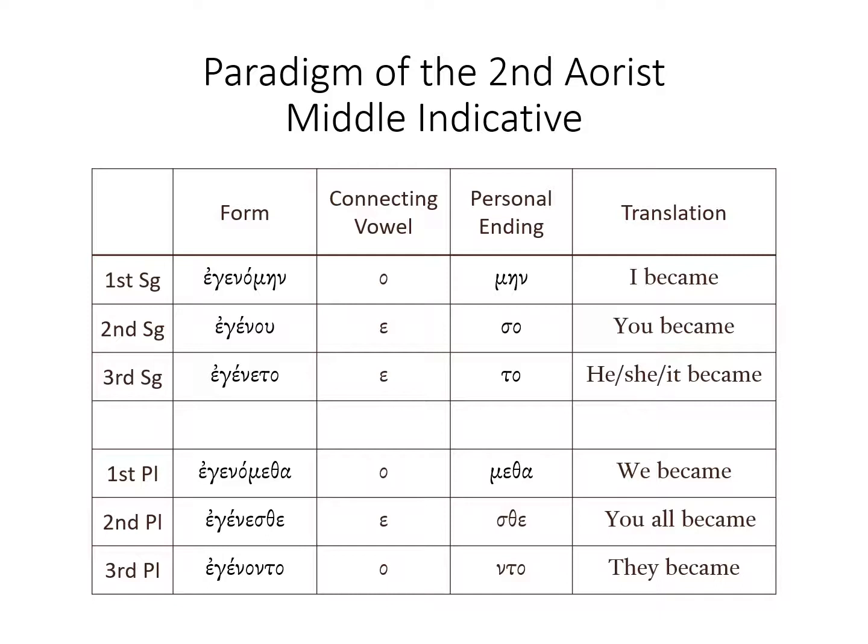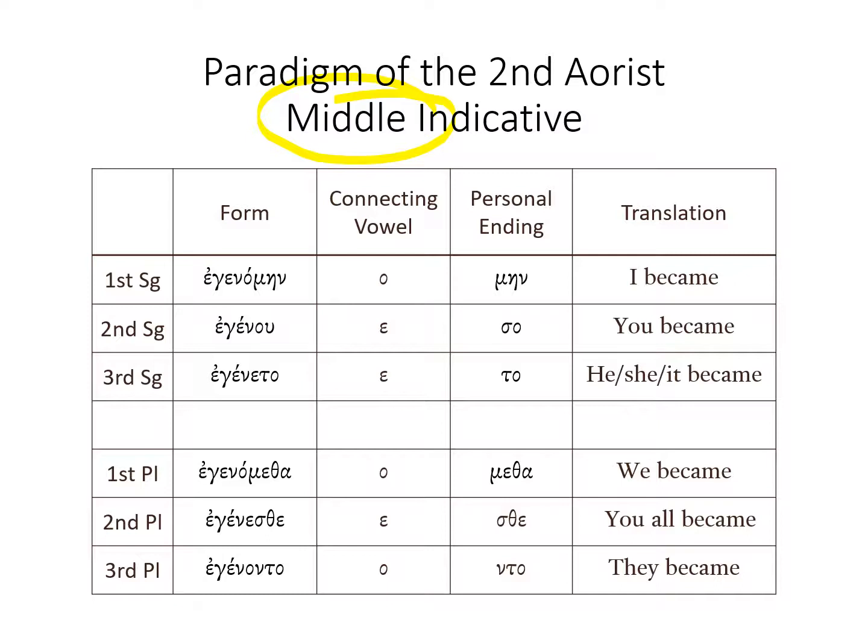So the middle indicative, we have here our middle passive endings, but here we're just dealing with the middle. We'll see that the aorist passive doesn't use a connecting vowel. It has a tense formative, and we'll look at that in a few chapters, but for now we're just talking about the middle. So that's where we're at.